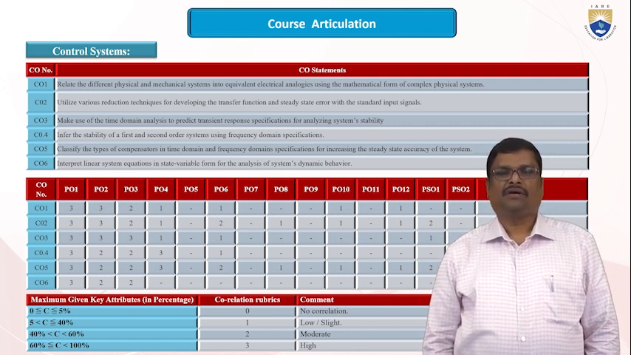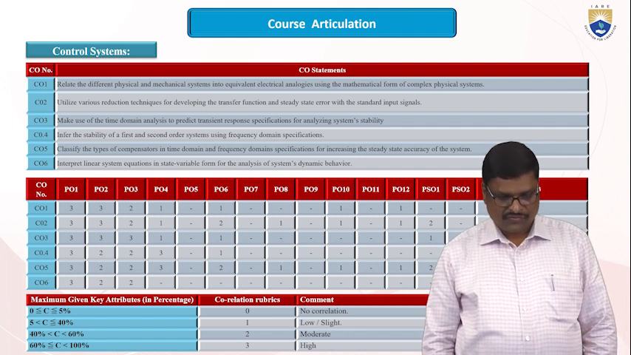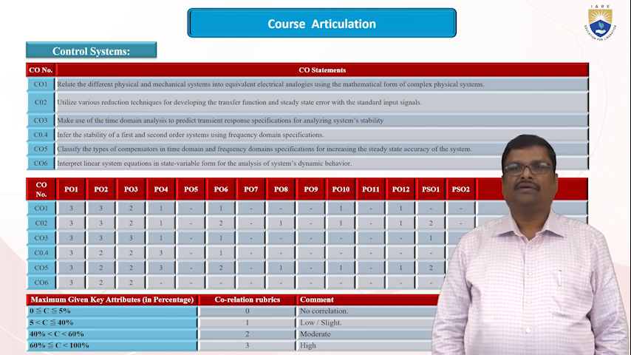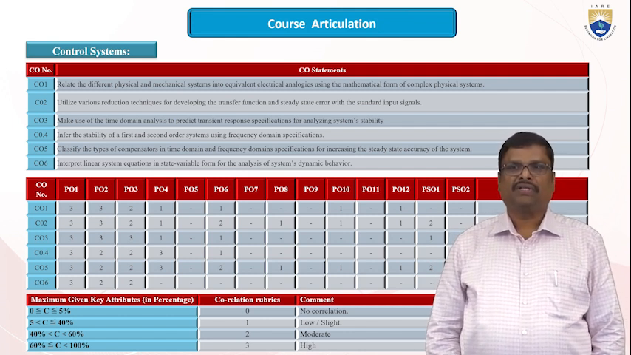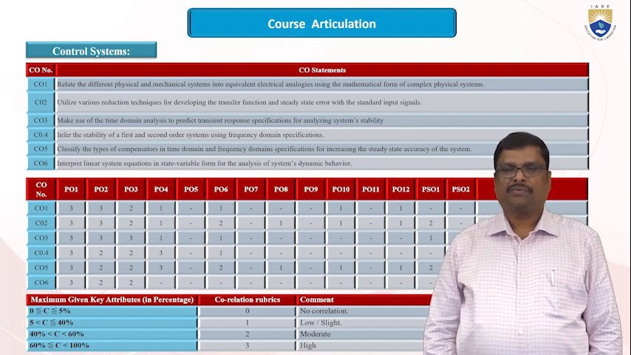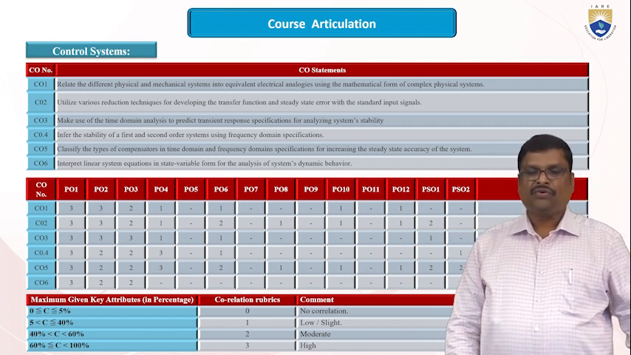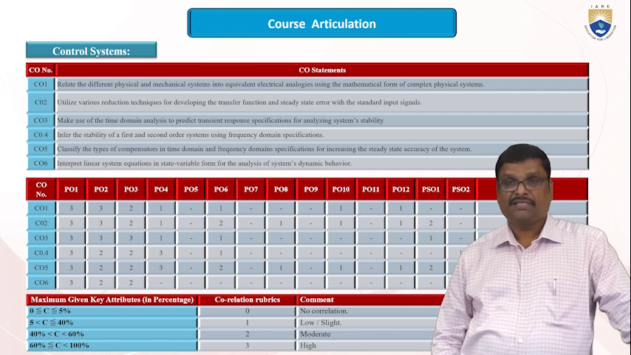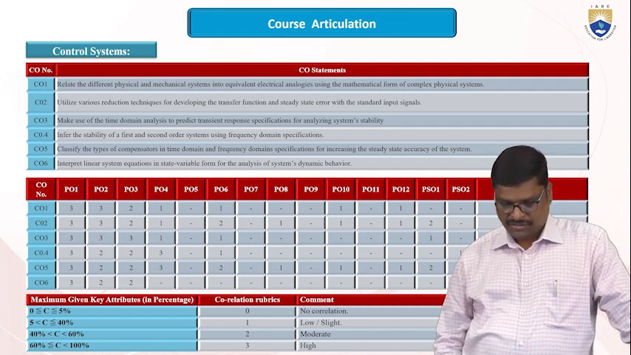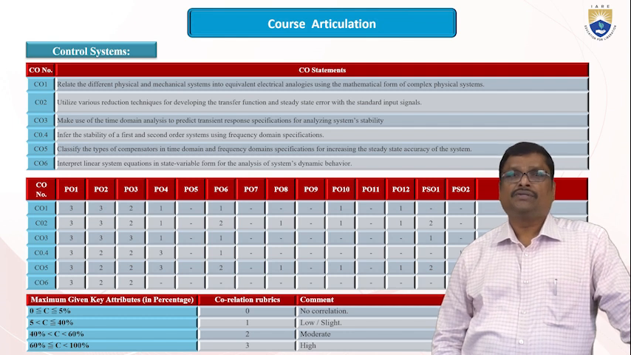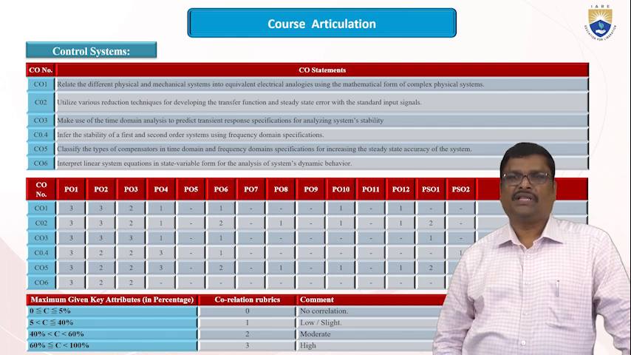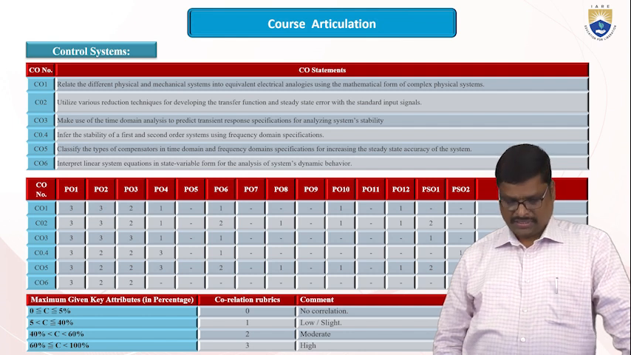So as per our educational OBTL framework, if the percentage is between 0 to 5, there is no correlation between the course outcomes and the program outcomes and program specific outcomes. Between 5 to 40, it is a low weightage, and between 40 to 60, it is moderate. Then 60 to 100 is high weightage. So the course coordinator has to convert the weightages as per our OBTL framework when designing the course articulation matrix.